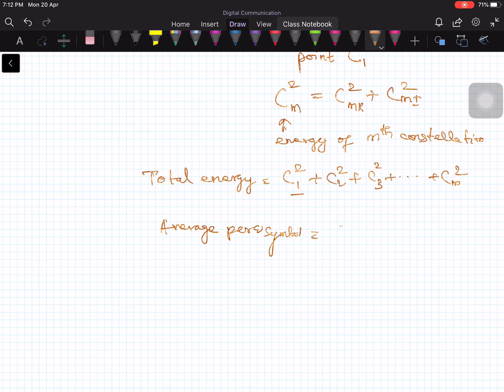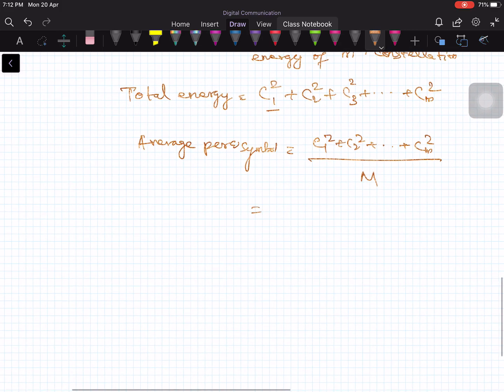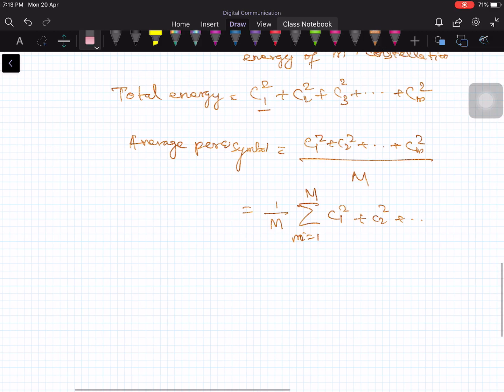Therefore this is C1 square plus C2 square plus up to Cm square, whole divided by the total number of symbols. Now if you want to write it in compact form, let me write 1 over M summation over m equal to 1 to capital M. I'm sorry, small m, because the index is different. I'm sorry, again I'm making a mistake. It's not Cm square.